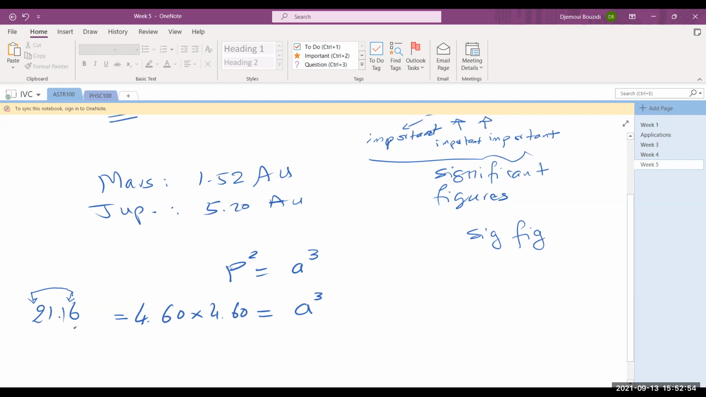But now I have to ask a question. Is this next number 5 or more? Obviously the answer is yes, because 6 is more than 5. As long as it's 5 or more, we're good. If it is 5 or more, we have to round it up.